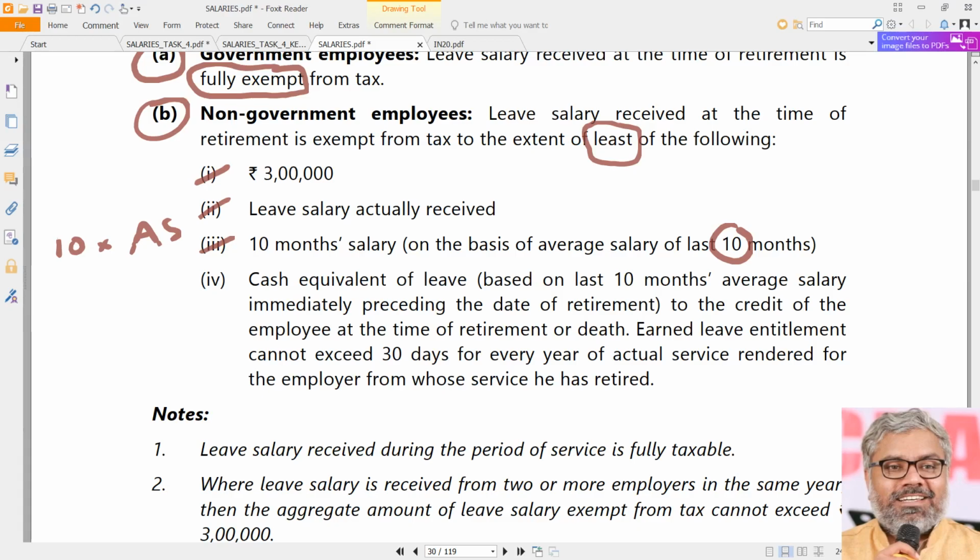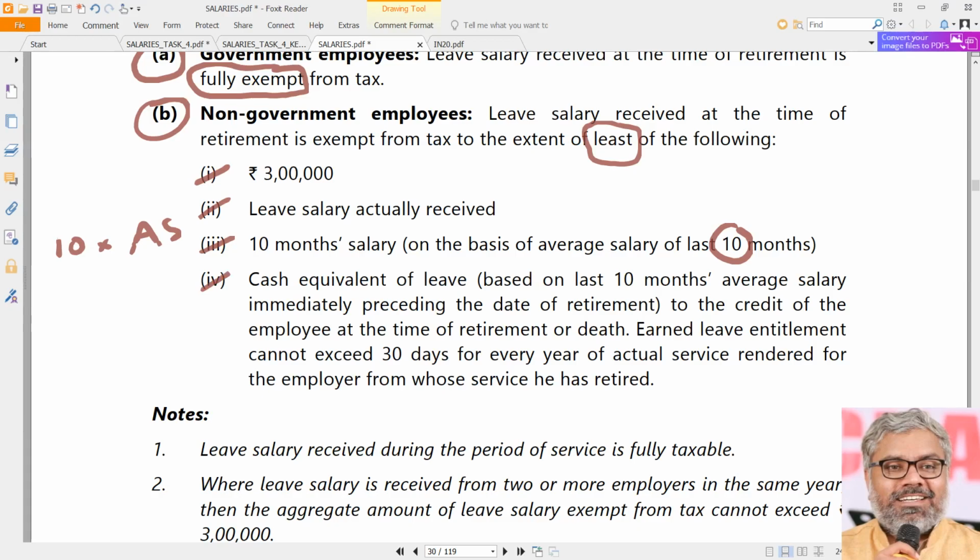In the fourth calculation also, on the basis of average salary of the last 10 months, we are talking. So average salary of last 10 months into 10 is nothing but the total of the salary that is received during the last 10 months. That is the third calculation. So 10 into average salary.